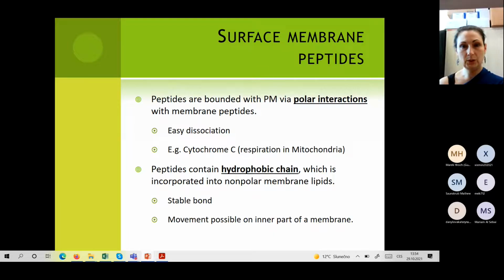As an example, we can show you cytochrome C. We can find cytochrome C in respiration in mitochondria, for example.